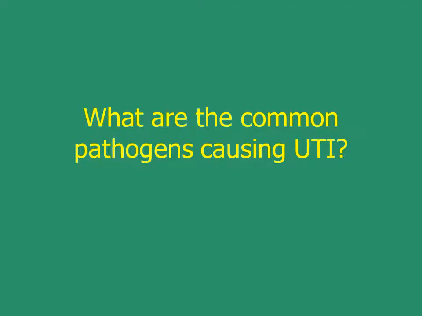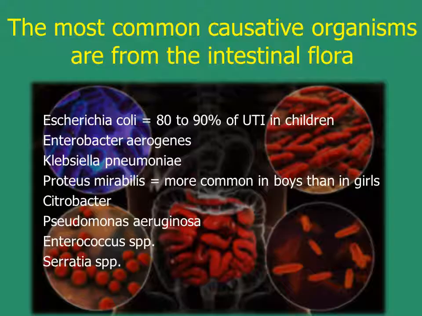What are the common pathogens causing UTI? The most common causative organisms are from the intestinal flora. Escherichia coli accounts for 80 to 90% of UTI in children. Other organisms include Enterobacter aerogenes, Klebsiella pneumoniae, Proteus mirabilis, Citrobacter, Pseudomonas aeruginosa, Enterococcus, and Serratia. Proteus mirabilis is more common in boys than in girls.